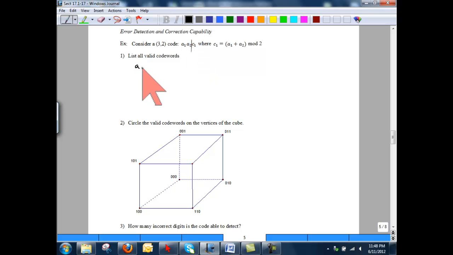Let's list them then. A1, A2, C1. In order, I could have for message bits 0, 0, or 0, 1, or 1, 0, or 1, 1. And those are the only 4 possibilities of 2 bits. Then to compute the check bit, I add them together mod 2. So 0 plus 0 is even, 0 plus 1 is odd, 1 plus 0 is odd, and 1 plus 1 is even. So here are the 4 code words.